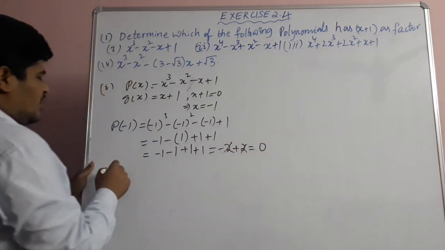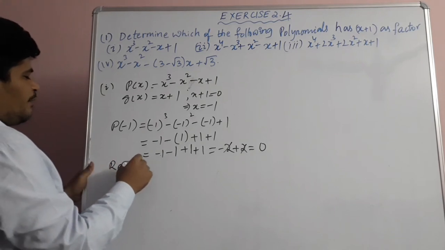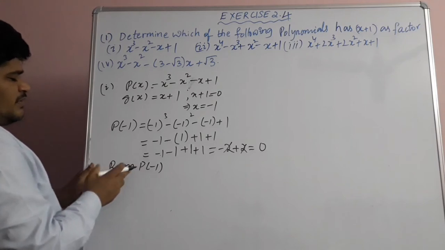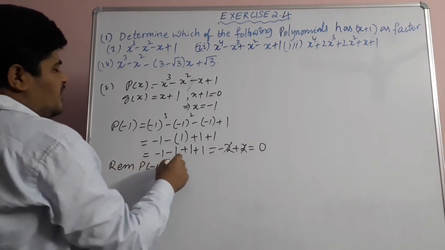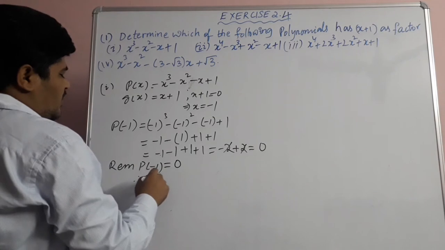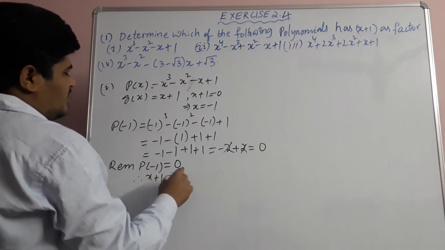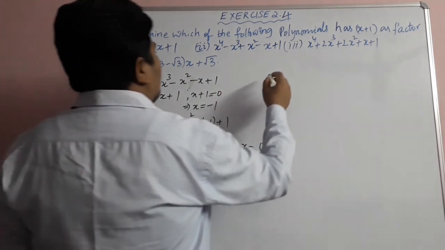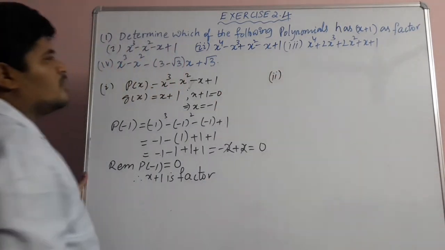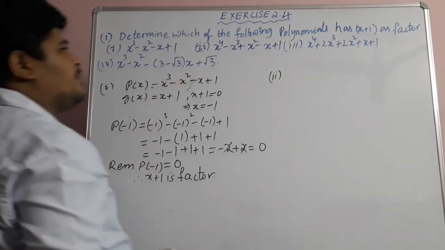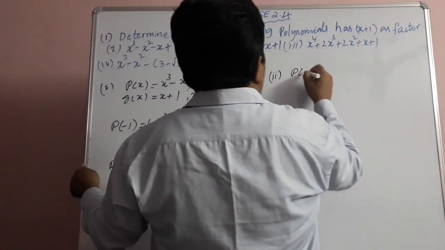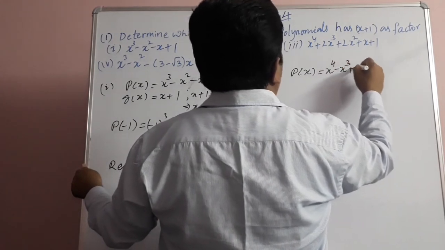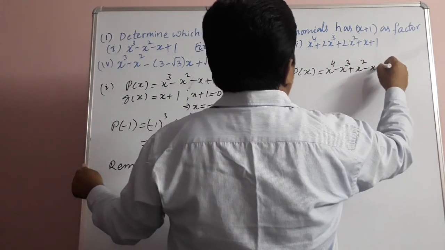So children, here we got the remainder p of minus 1. So I wrote a short form, REM, children, please, remainder. So remainder p of minus 1 is equal to 0. Therefore, x plus 1 is a factor. Okay, therefore x plus 1 is a factor. Now children, let's see the second problem. Okay now. So take that polynomial as p of x. So p of x is equal to x power 4 minus x cube plus x squared minus x plus 1.